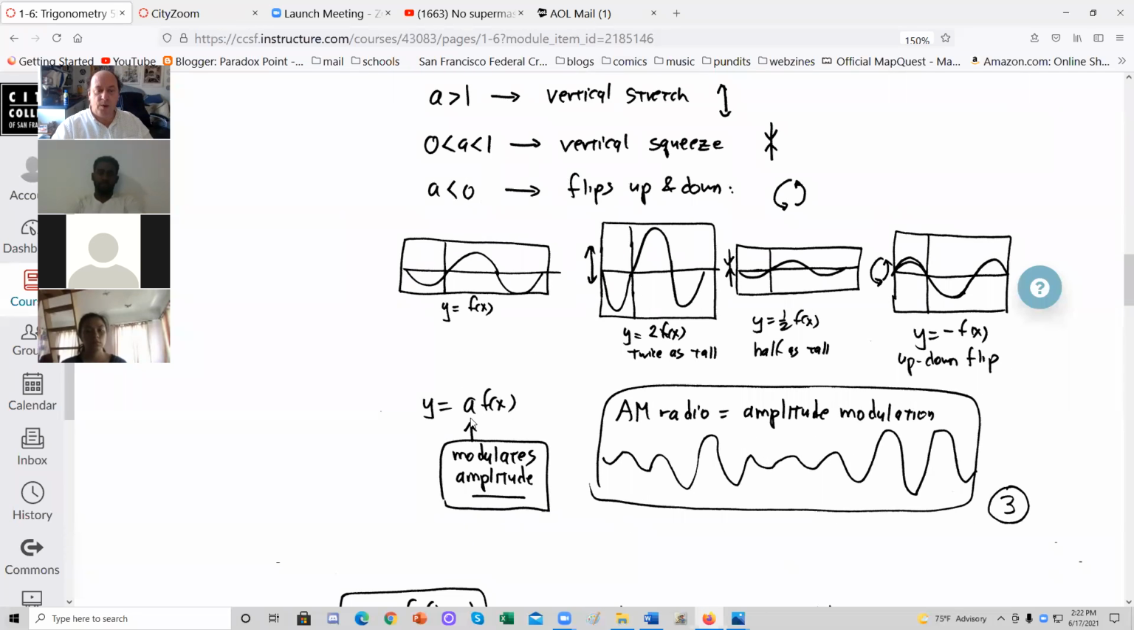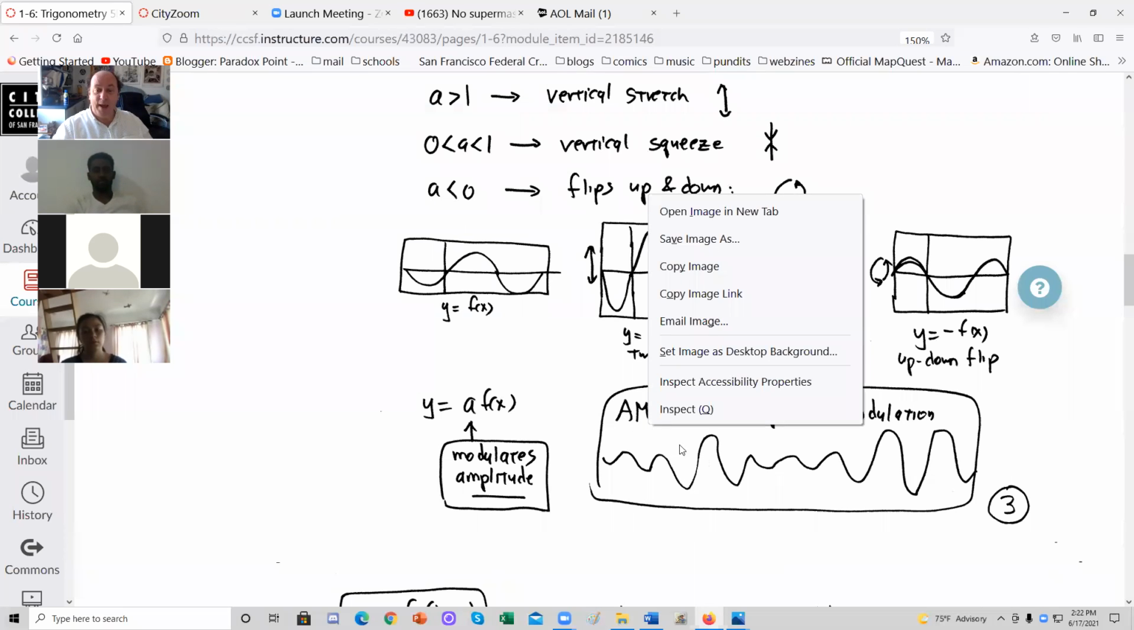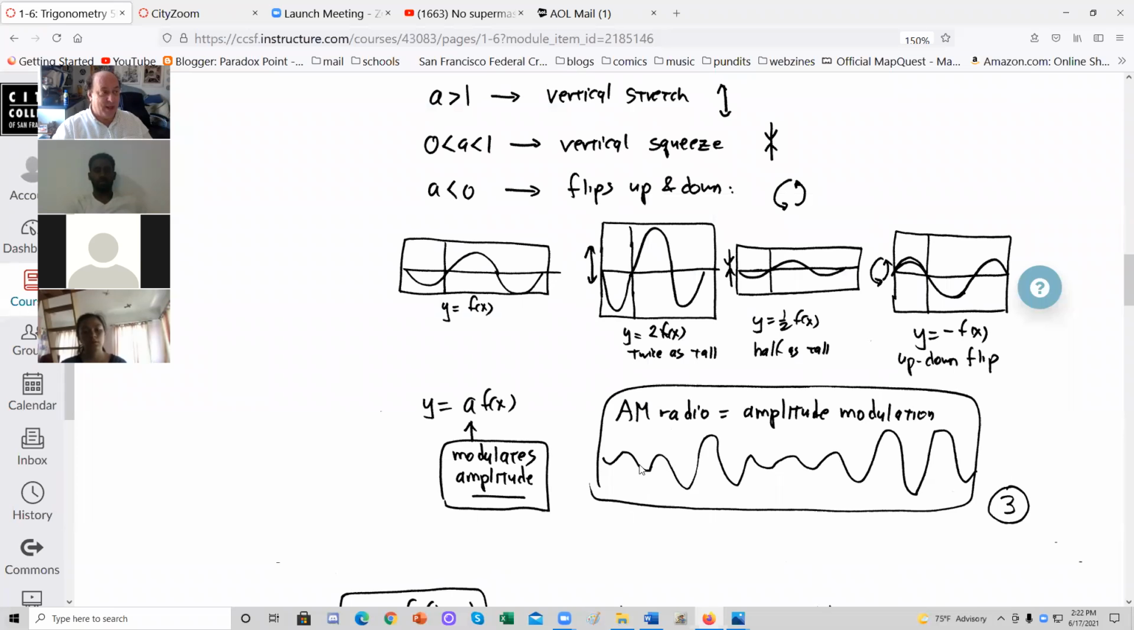Now, in y equals a f of x, you can say that a modulates the amplitude, the height of the thing. Now, amplitude modulation, AM, does that sound familiar? Well, yeah, AM radio. AM radio works by, well, the radio tower sends out a megahertz or whatever radio signal, and the height of the radio wave rises and falls and rises again in accordance with the graph of the sound wave that it's transmitting.